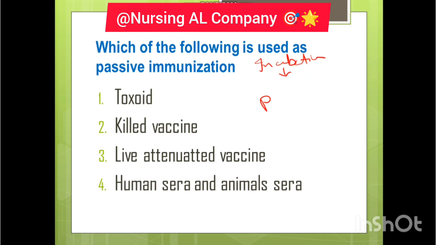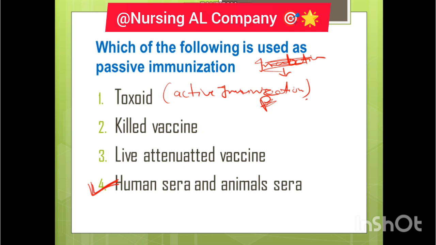Next, which of the following is used as a passive immunization? For passive immunization, the right answer is human sera or animal sera. Toxoids come under active immunization. So the answer is human sera and animal sera.